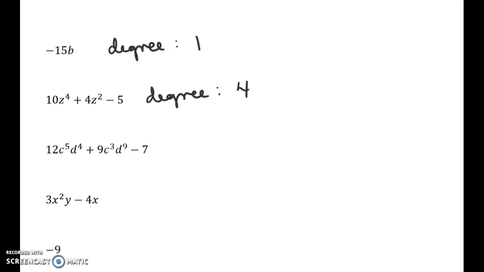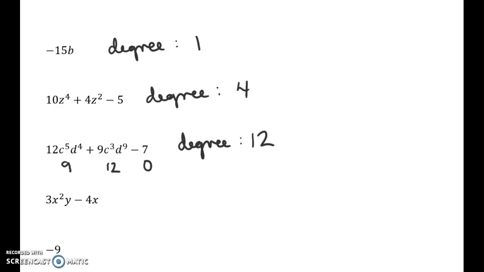The next one is in 2 variables, so it's a little bit trickier. The degree of this term is 9. We're going to add those exponents. The degree of this term is 12, and the degree of the constant is 0. So you figure out what the degree is for each term individually, and then we're going to take the highest one for the degree of the polynomial. So 12 for that one.